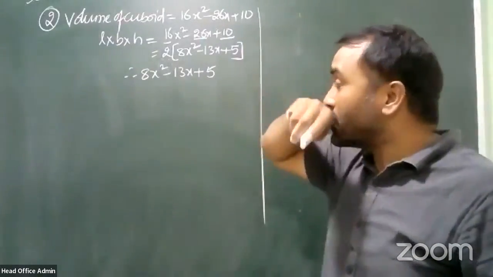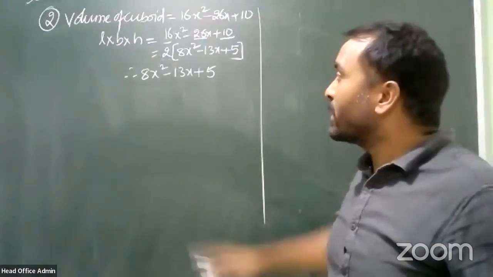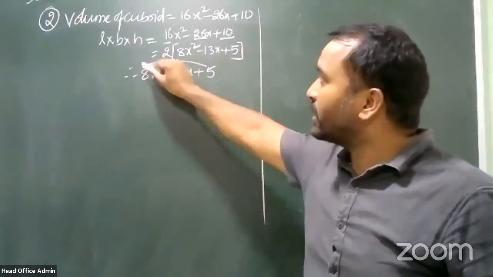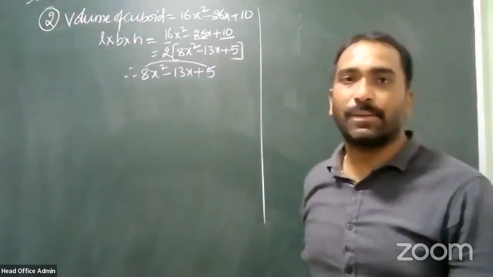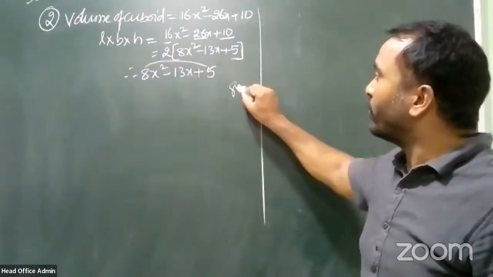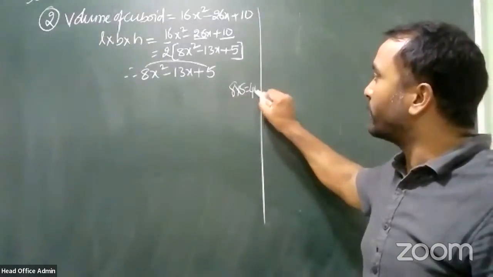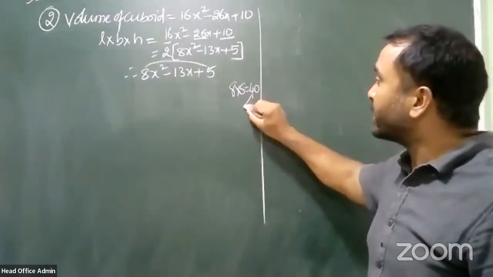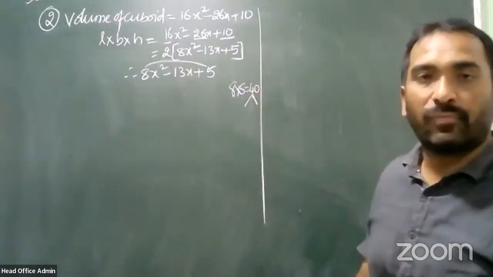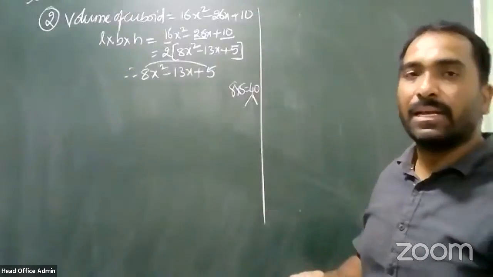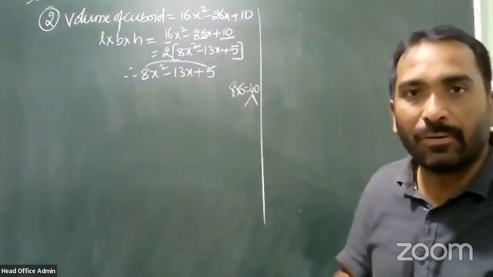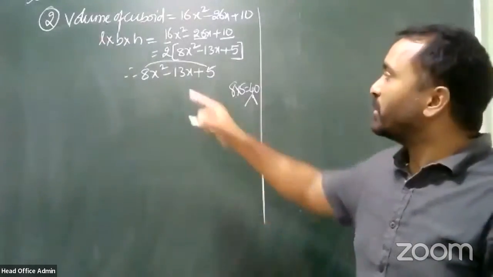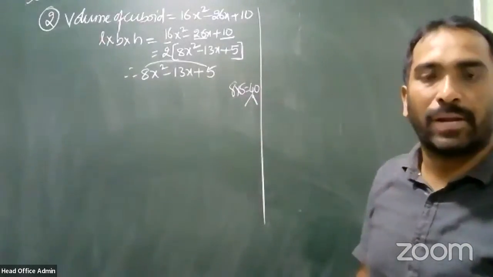Now how to find the factors? First and last numbers you multiply. What is the first number? 8. What is the last number? 5. So 8 into 5 equal to how much? 40. Now take the factors of this 40 in such a way that either by adding or by subtracting, the two factors must be equal to the middle number. Are you getting my point?